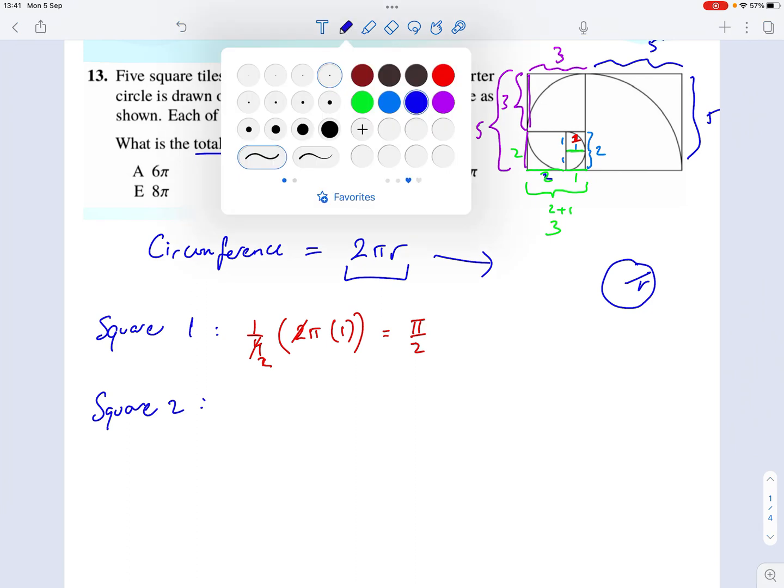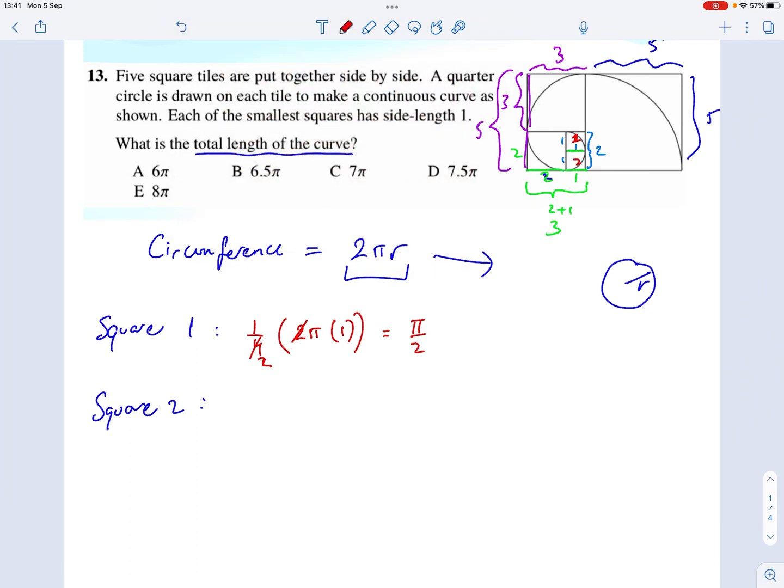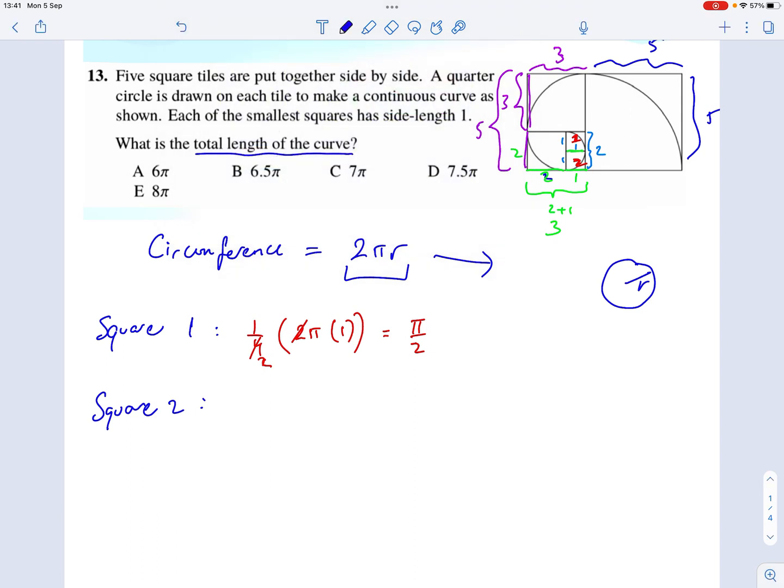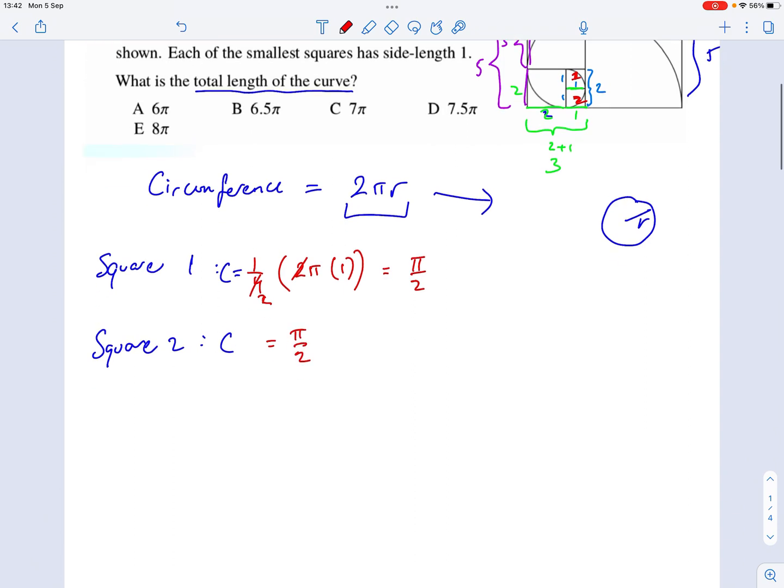Well, a square 2, which also has the same dimension as square 1, let's call that square 2. So that means the circumference, let's write C, of that is also pi over 2. Okay, pi over 2.